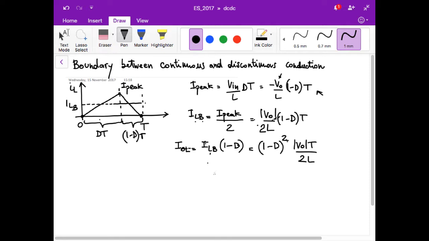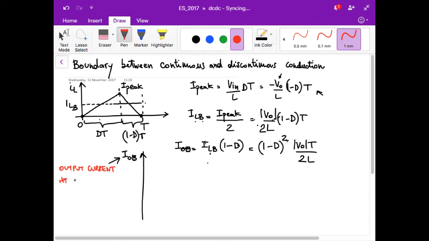So again, we can do the usual plot of the output current at the boundary between continuous and discontinuous conduction. Let me write it. Output current at the boundary, continuous, discontinuous.